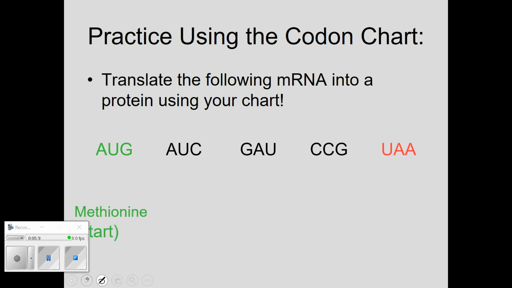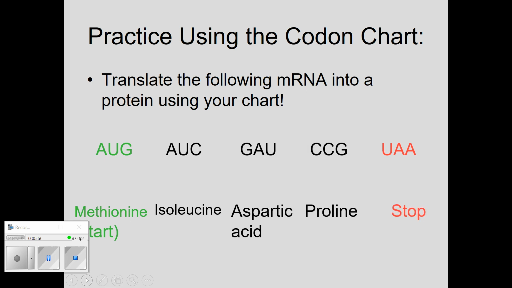Again, AUG is methionine. AUC codes for isoleucine. GAU, aspartic acid. CCG, proline. And UAA, stop. If you have further questions, you guys can ask me when I see you in class.